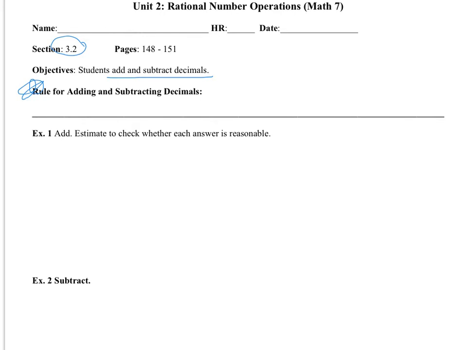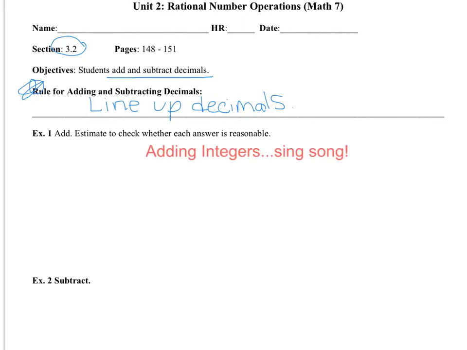And it's pretty simple. All we need to remember to do is to line up the decimals. Alright, so add that to your notes page. The rule for adding and subtracting is to line up the decimals.